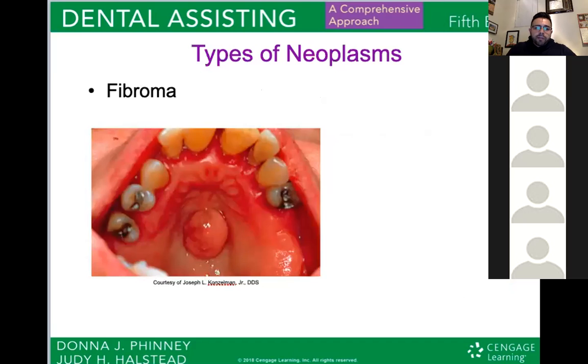A fibroma is a benign tumor of connective tissue cells, which are cells that support and surround structures. A fibroma is a reactive hyperplasia rather than a true neoplasm or a true tumor. They're usually dome-shaped, pink-colored, and smooth.